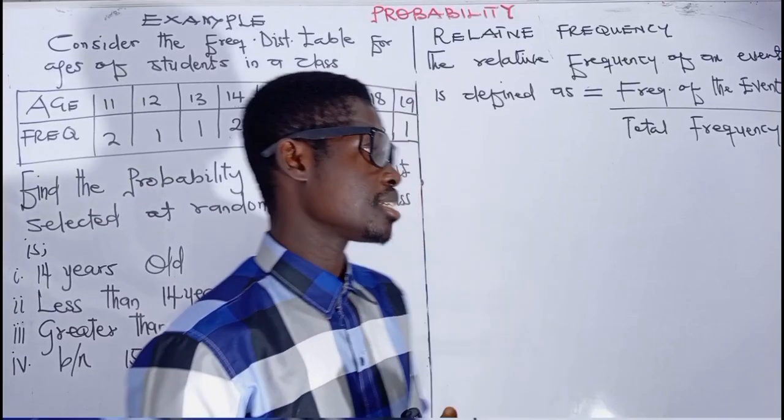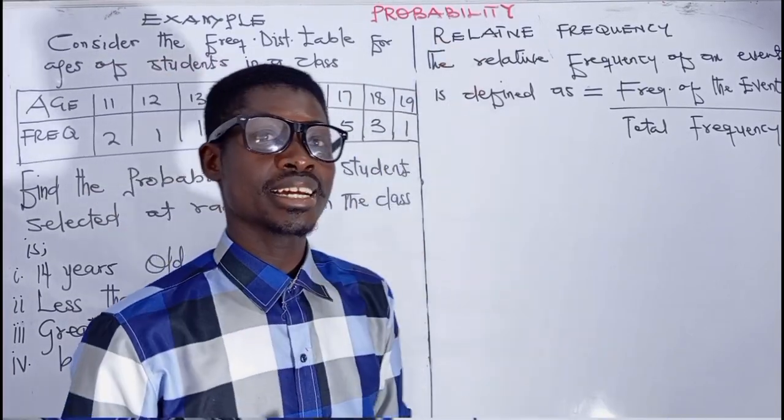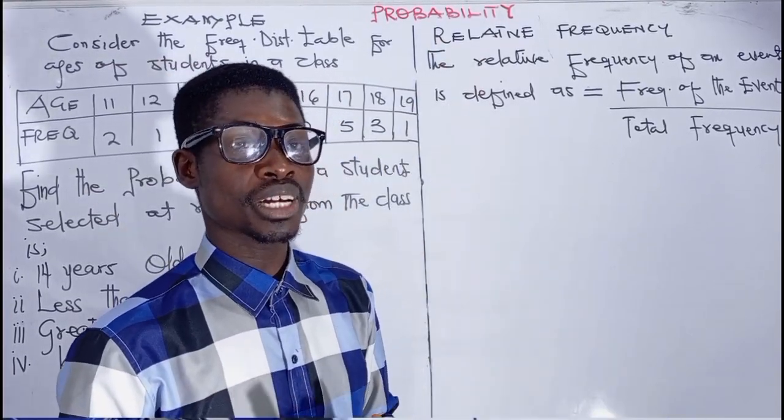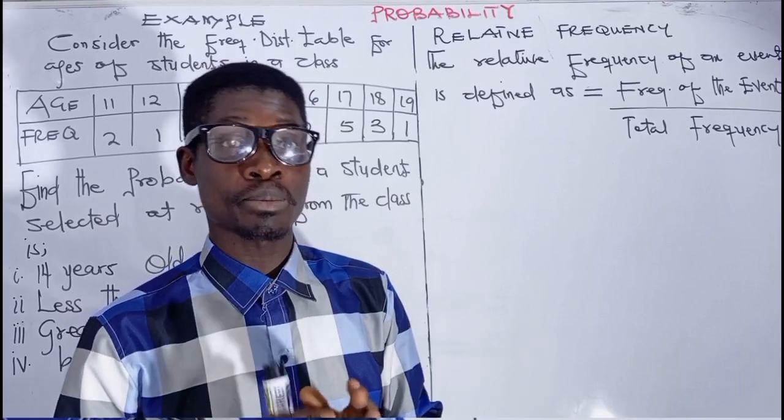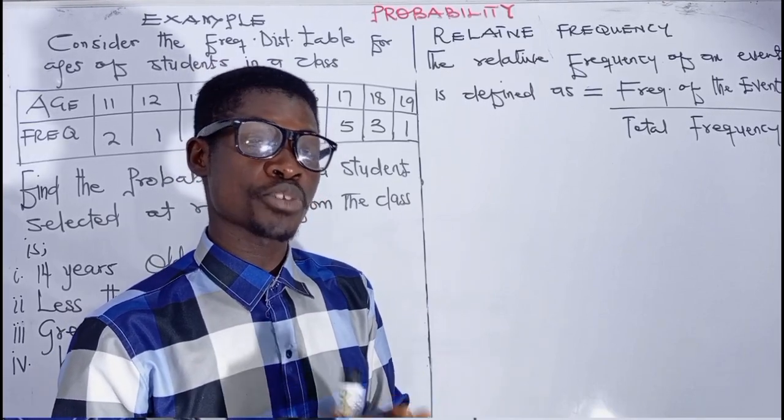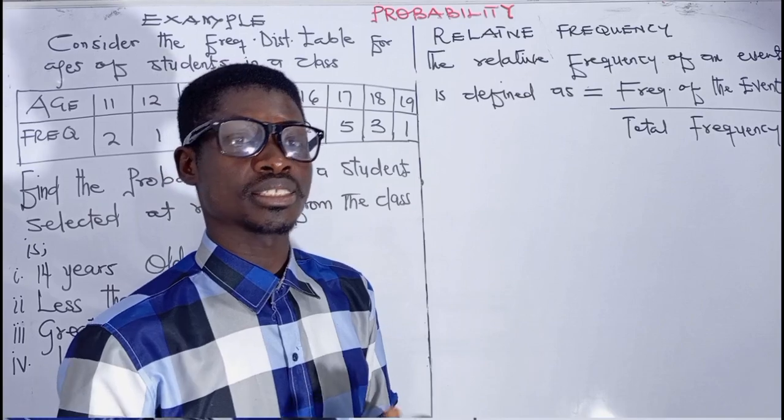We are still on the same topic, probability, and in today's tutorial we want to look at how we can find the probability from a frequency distribution table.